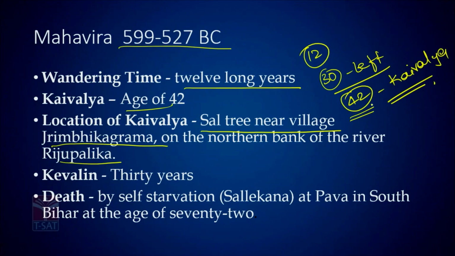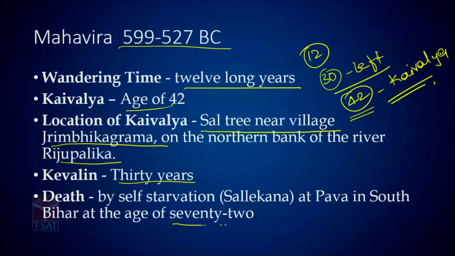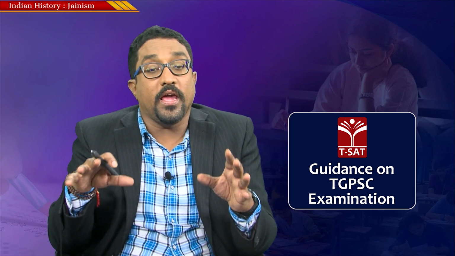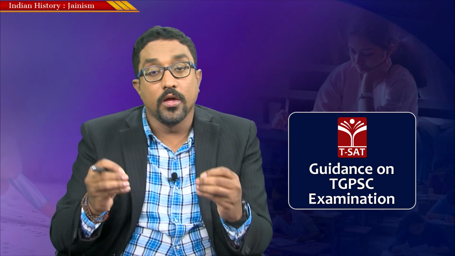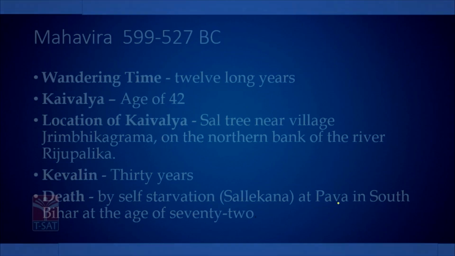Once he attained salvation at the age of 42, for the next 30 years he traveled across the Ganga Yamuna region, spreading his jnana, his enlightenment. Finally, at the age of 72, Mahavira committed Sallekhana Vrata. This is sometimes also called Samtara. Samtara is a practice with a complete method of self-starvation. No eating, no drinking water, giving up life through a very painful process. Mahavira believed that this painful process is the only way to attain salvation, and Mahavira himself did this at Pavapuri in the South Bihar region.